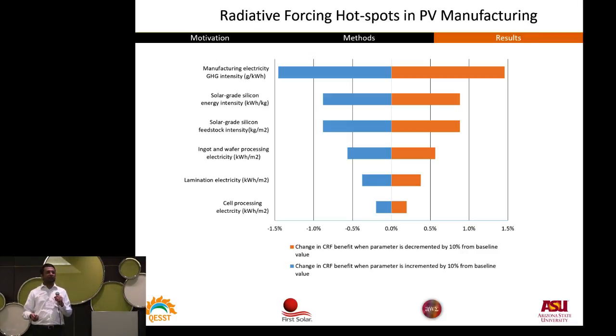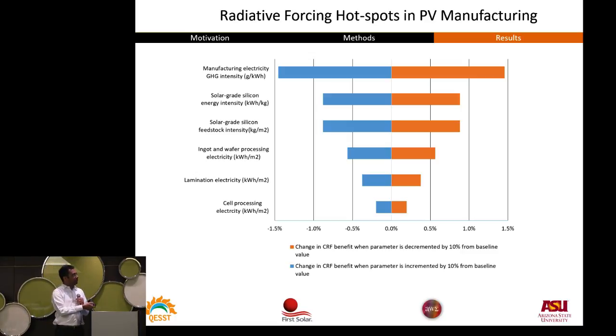So currently we are using coal-based electricity in most of China to manufacture PV systems. So if you can use an alternate source of energy like wind energy or solar energy to manufacture a PV system, that will be beneficial.